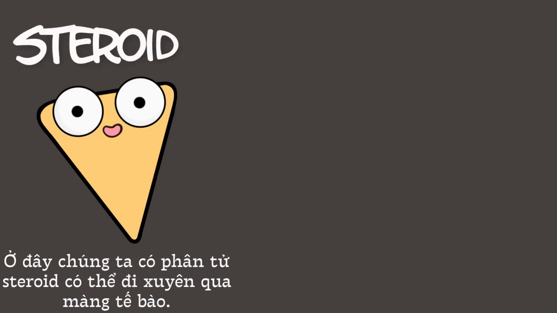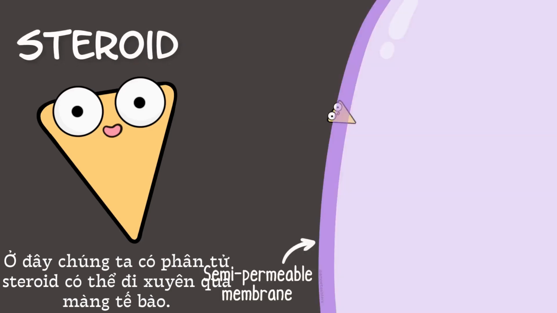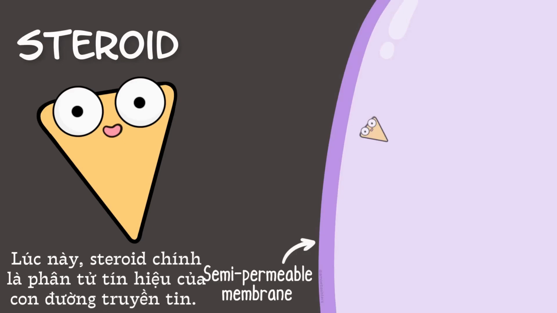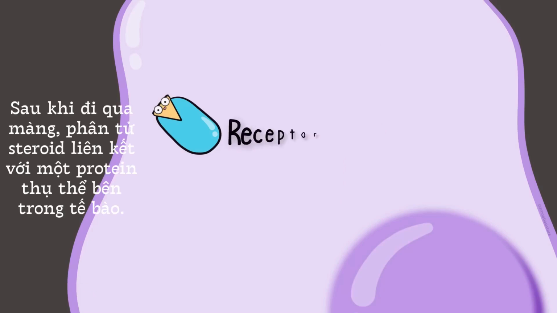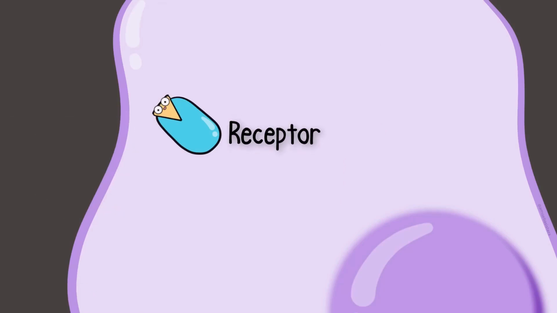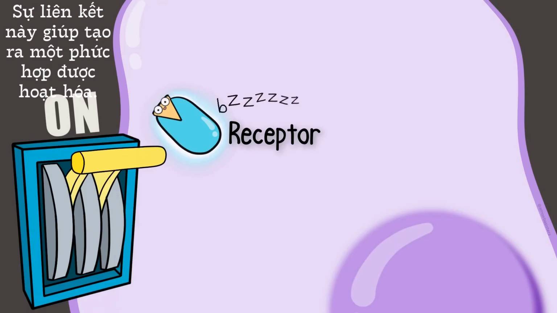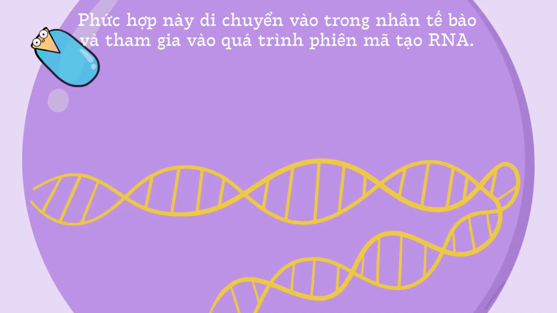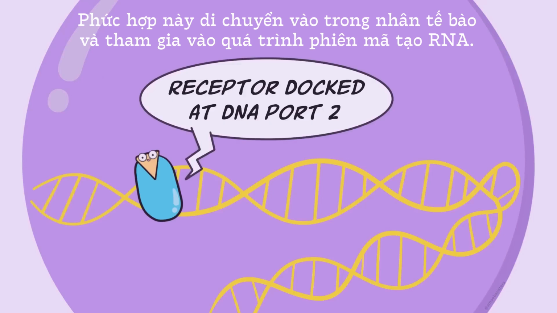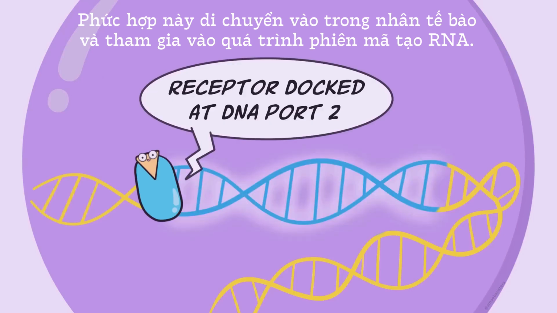Let's say we have a steroid hormone that travels through the cell's semi-permeable membrane. Remember, that would mean the steroid hormone is our signal molecule, our ligand. Once inside the cell, it binds to a protein receptor within the cell. Now, the protein receptor is active. The protein receptor travels into the nucleus where the cell's DNA is found. This protein receptor binds to DNA and is involved in getting transcription of a certain gene going.